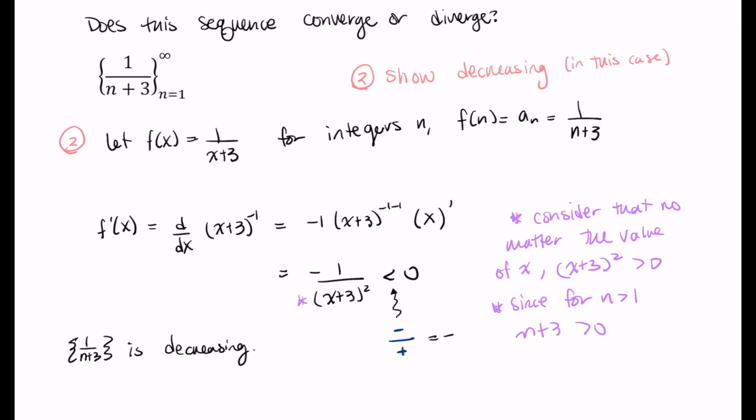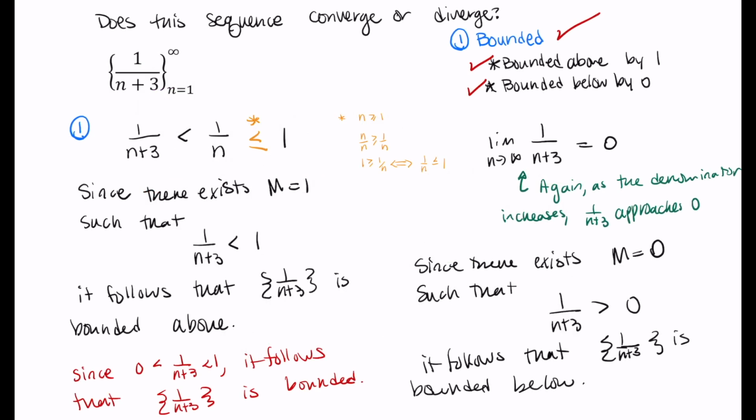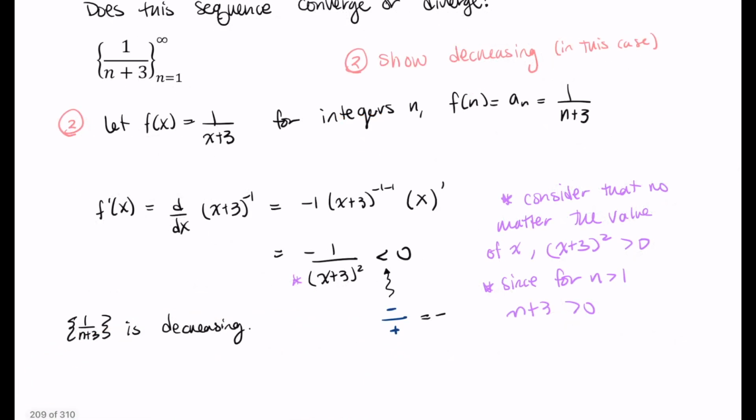Okay, let's recap what we've shown. We wanted to show that this sequence is bounded and monotonic. That is, it was either increasing, decreasing, or non-decreasing, non-increasing, respectively. We showed it was decreasing. And that way we could use the monotonic sequence theorem to tell us that it is convergent. The first thing we did was show that it was bounded above by 1, bounded below by 0. So it follows that the sequence is bounded. The next thing we demonstrated was that the sequence is decreasing.